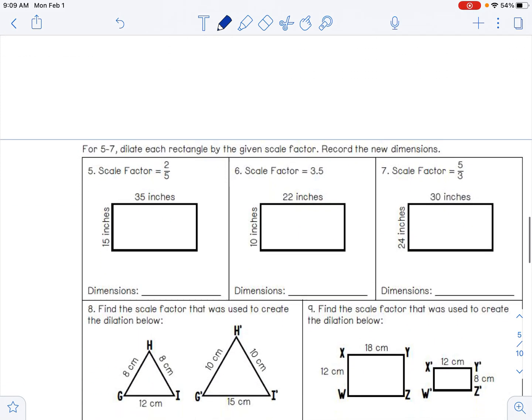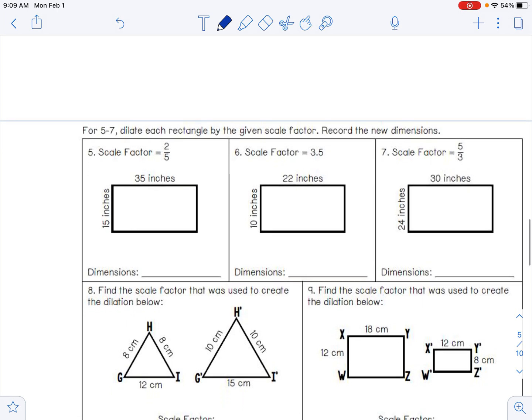The first 3, you're given the scale factor, and you're asked to dilate each rectangle by that scale factor and record the new dimensions. Now remember, if our scale factor is less than 1, then our rectangle is going to reduce in size. It's going to get smaller. So 15 inches will get smaller and 35 inches will get smaller. You guys are welcome to use a calculator and type in 15 times 2/5.